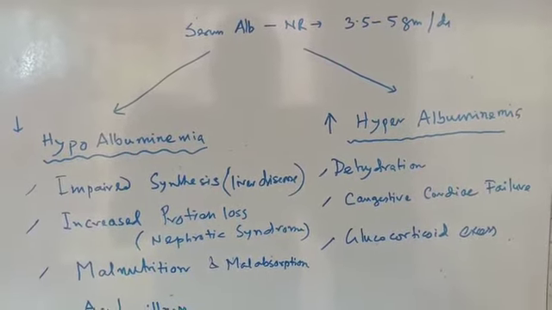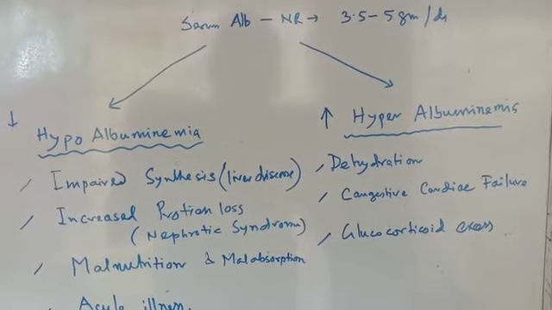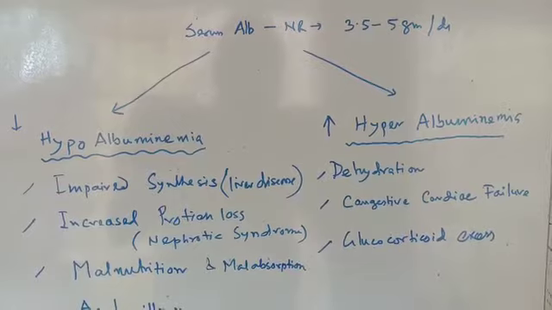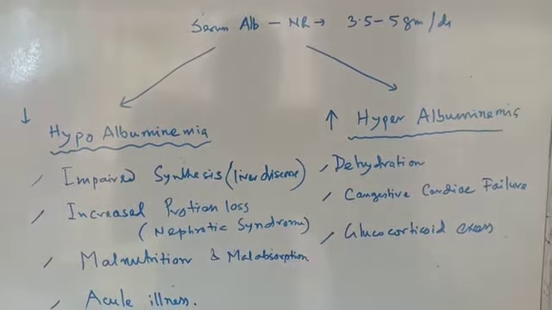If the serum albumin level is increased from its normal level, that is called hyperalbuminemia, and if the serum albumin level is decreased from its normal range, that is called hypoalbuminemia.